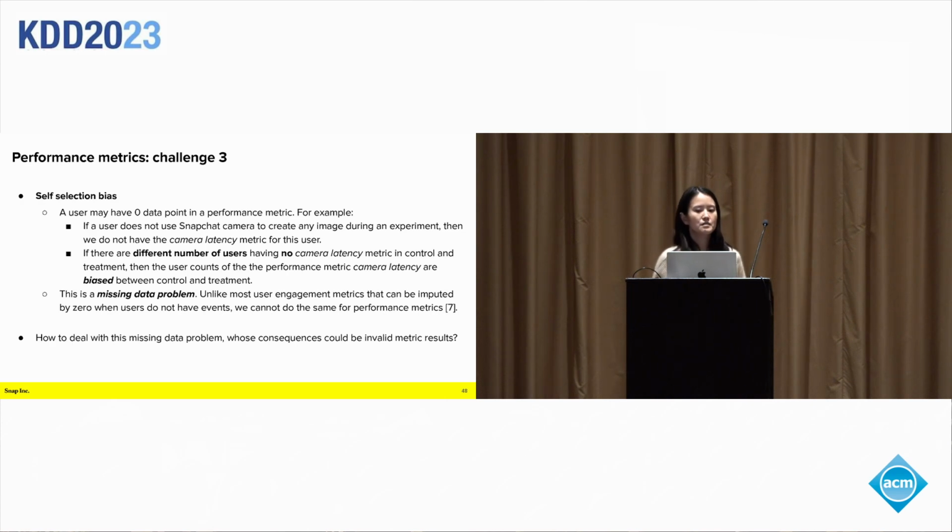And unlike most user engagement metrics that can be imputed by 0 when the user does not have any event for that metric, we cannot do the same for performance metrics. So the question is how to deal with this missing data problem, because its consequence could be invalid metric results.